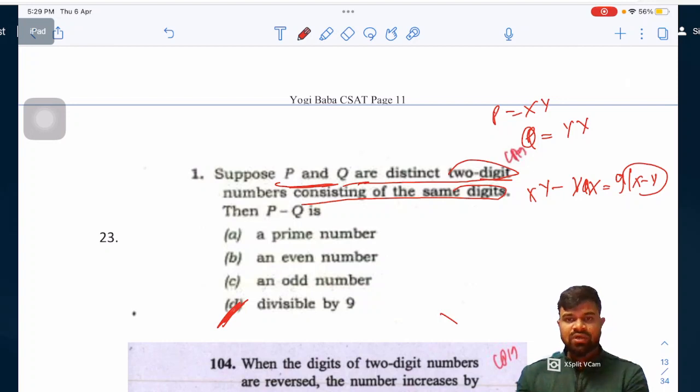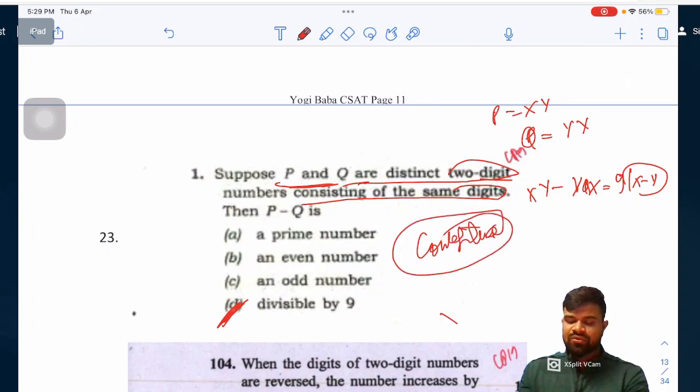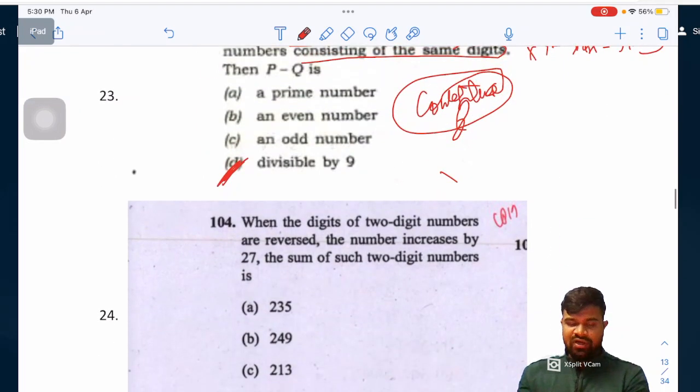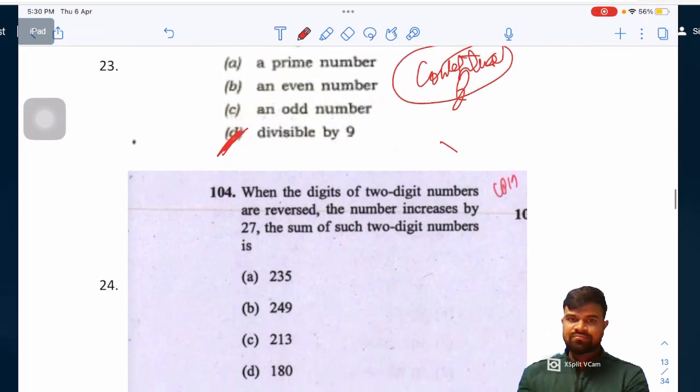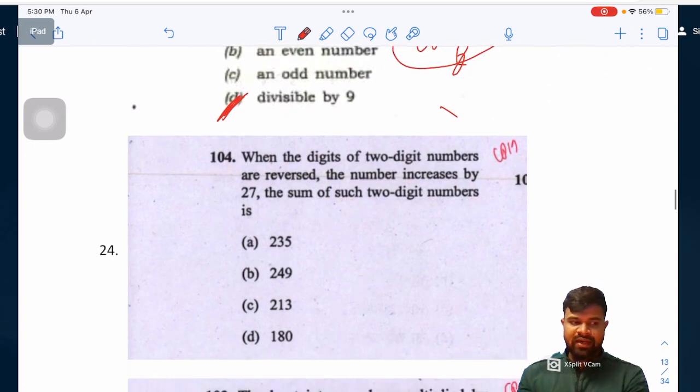If you know this concept, then this question is very easy. But if you are not aware of this concept, this is a very hard conceptual question. If you are aware of the concept that I have already told you, then you can do this question in a very easy manner. But if you are not aware of it, then there is no going back.